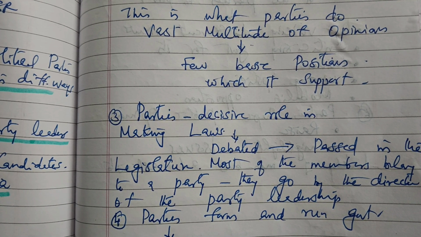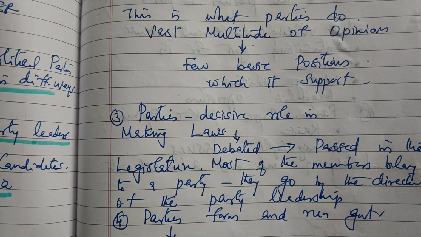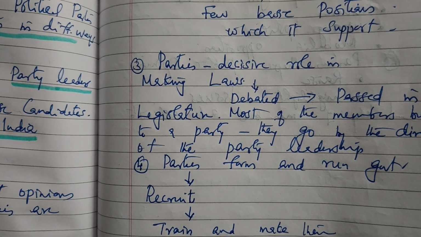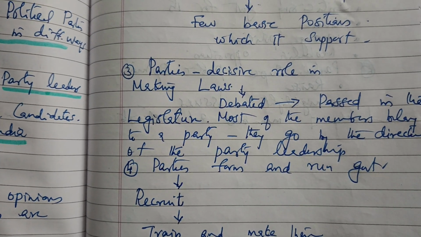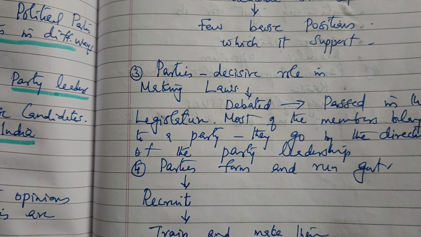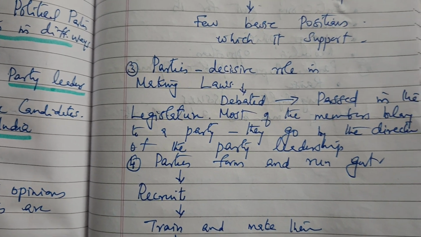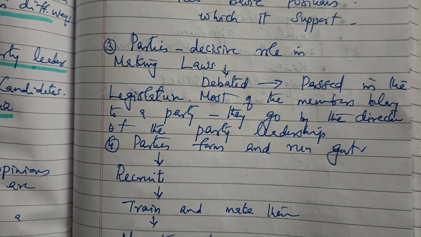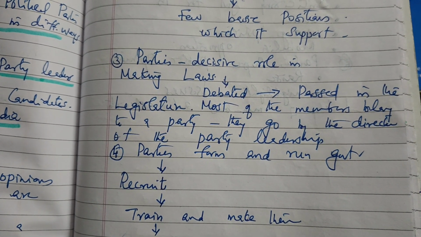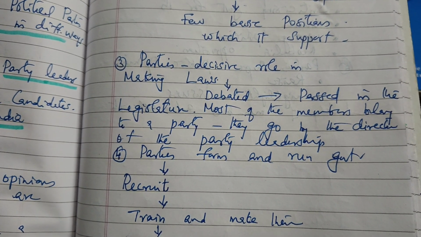So the first function is that parties contest elections. The second point is policies and programs. The third point is that parties play a decisive role in making laws. Really, this function should come second, because parties play an important role in decision making. How to make a law, I will explain later. Here we are focusing on exam orientation and question answers.